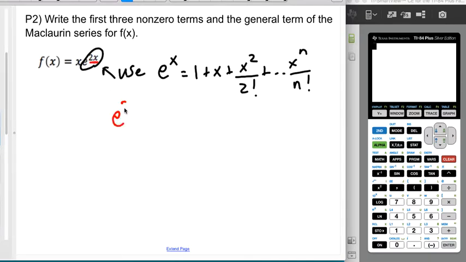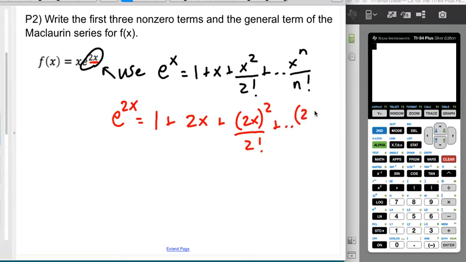That means that e to the 2x has to be 1 plus, instead of an x, it's a 2x, plus, instead of an x squared, it's a 2x quantity squared, right? Because it was an x squared, so now it's a 2x squared, plus dot dot dot. This is a 2x to the n over n factorial, right? Dot dot dot.